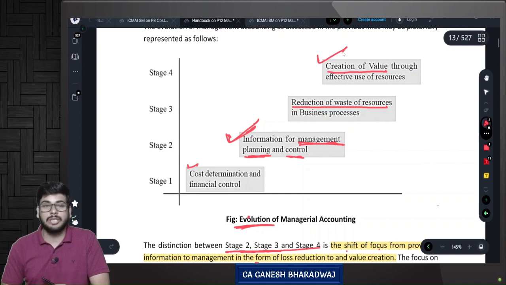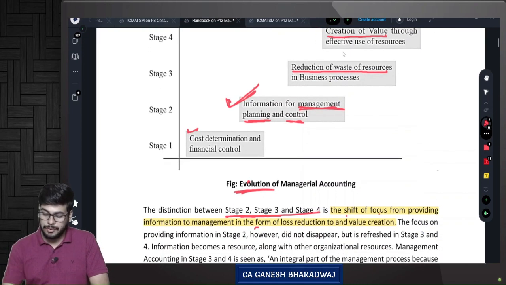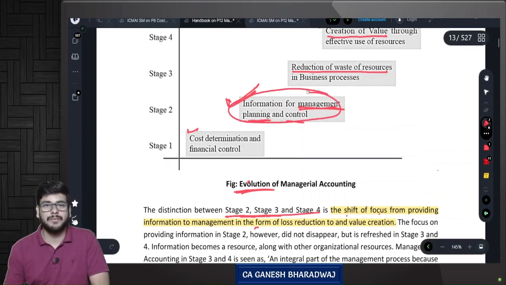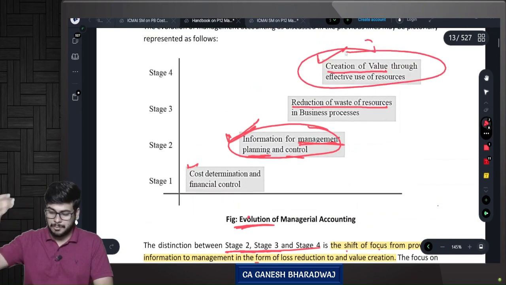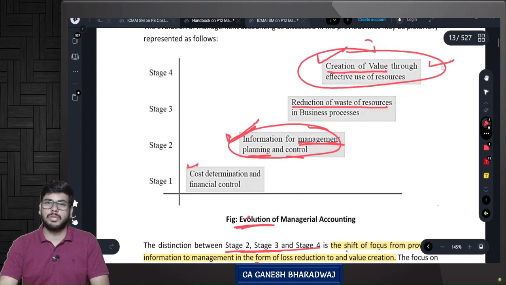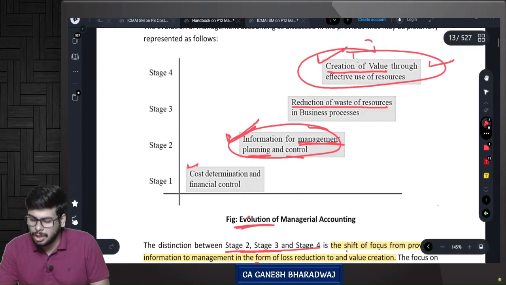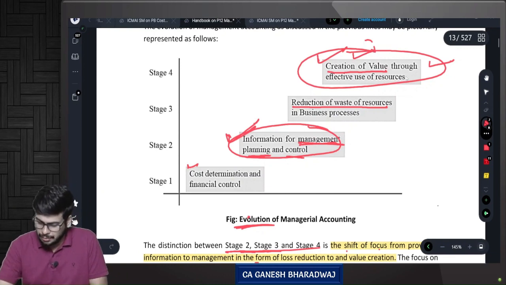Look at this, loss reduction and value creation. So the shift earlier was what? Providing information. Right now it's about value creation. So if this is your objective, value creation through effective use of resources, all other things are automatically taken care of. If you want to create value, you need to effectively use your resources.